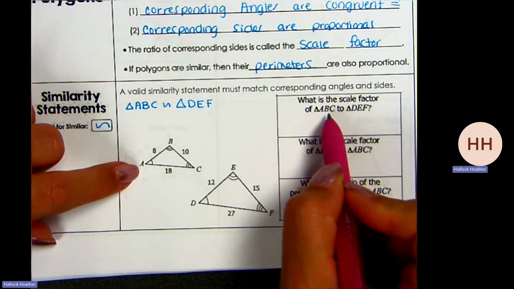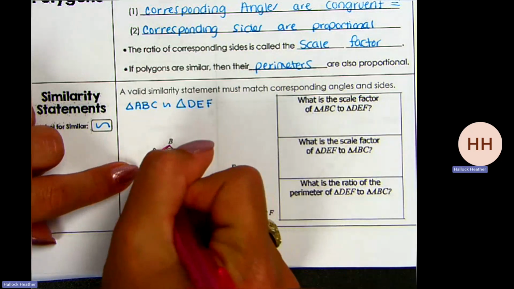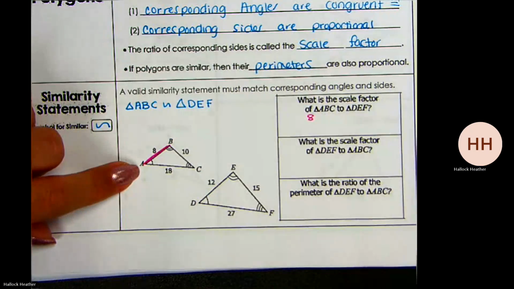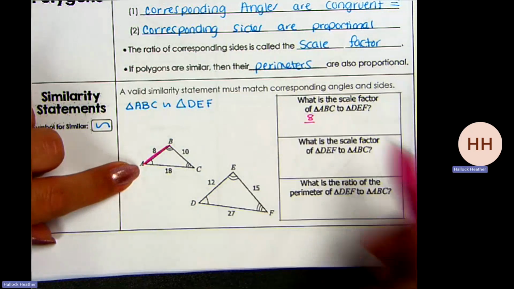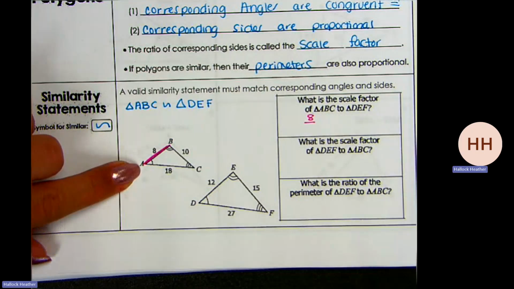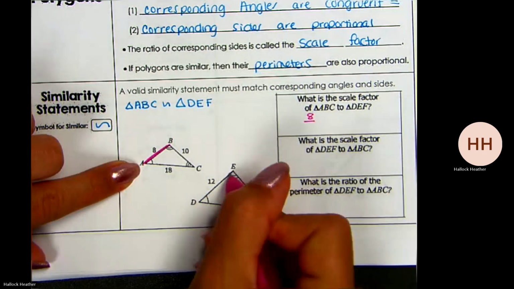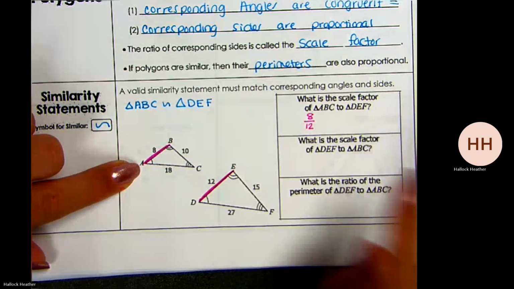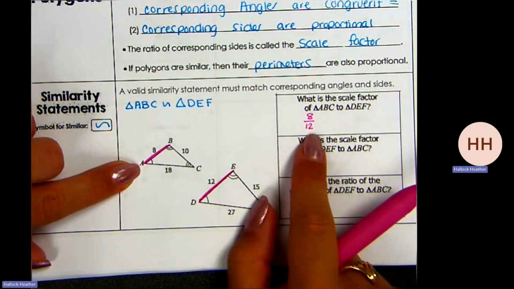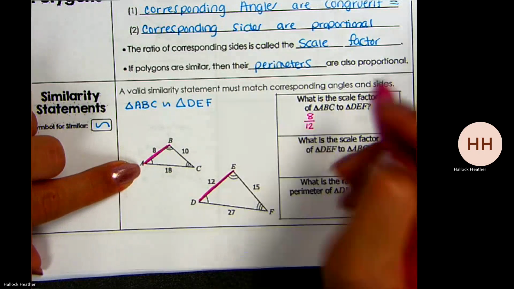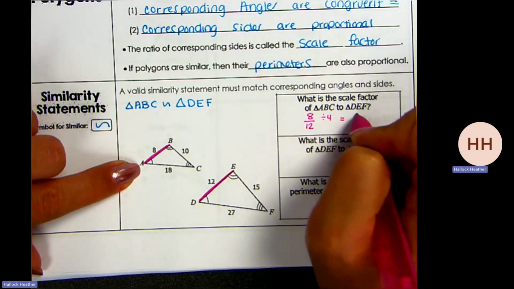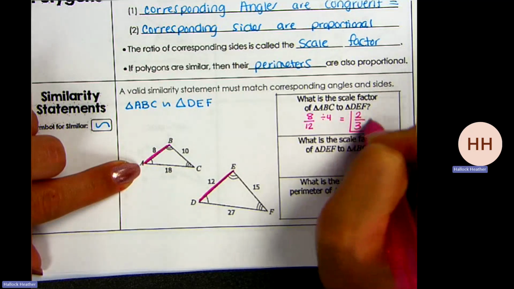So what I'm going to do is start with ABC's triangle and pick a side. Let's just use 8. If I have 8, what side would match with 8 on the larger triangle? 12. Can I simplify this fraction? What goes into 8 and into 12? 4. So if I divide both by 4, that makes my scale factor 2/3.